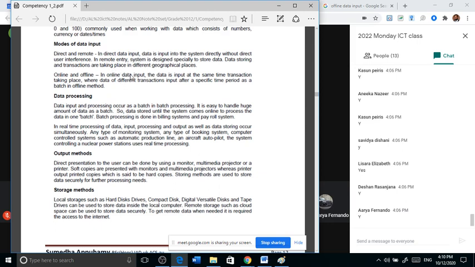In online data input, the data is input at the same time. Data is input at the same time. Transaction taking place. So data inputting and the transaction is taking place at the same time. Now think online reservation. You are going to book a hotel, right? You are going to make a flight reservation.